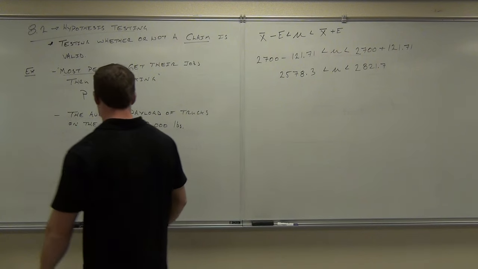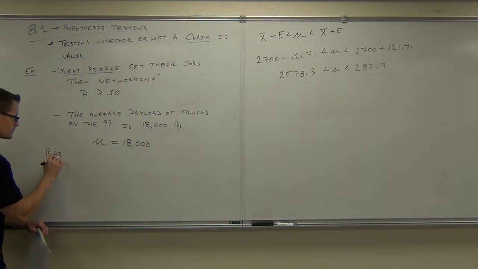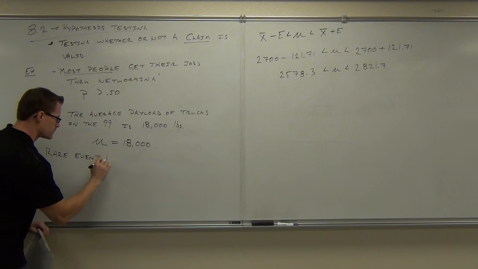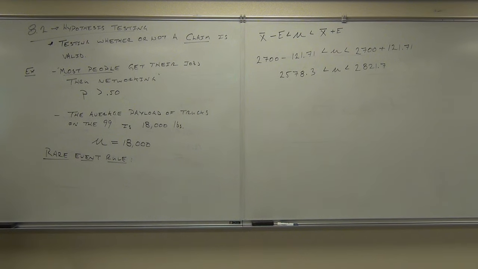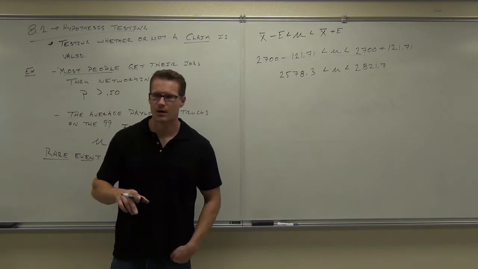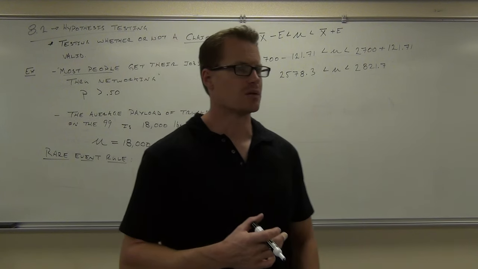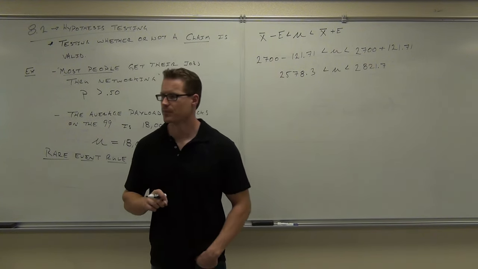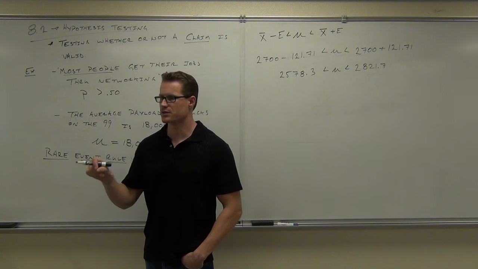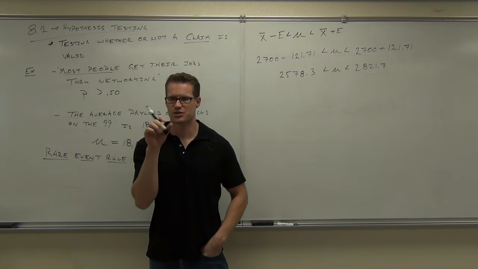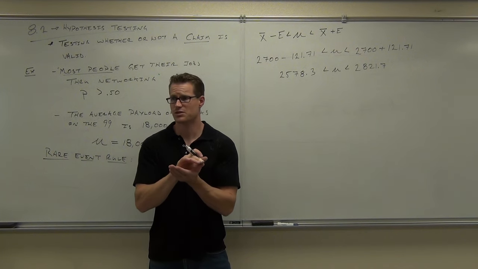In order to do that, we've got to talk about something called the rare event rule. Now, we've talked about it before, but now we're going to be more specific. Rare event rule. You see, we're going to be making assumptions out of these claims, and we're going to be testing the probability of those assumptions being true. If the probability of those assumptions is really small, what do you know about that assumption? It's probably wrong.